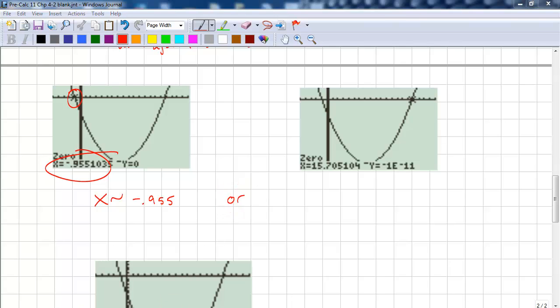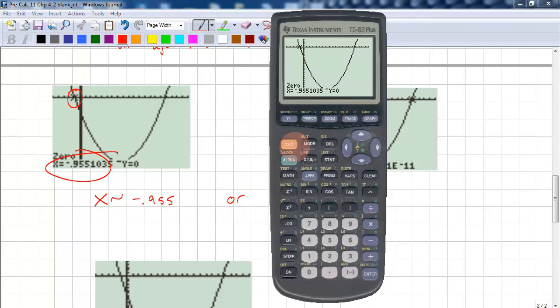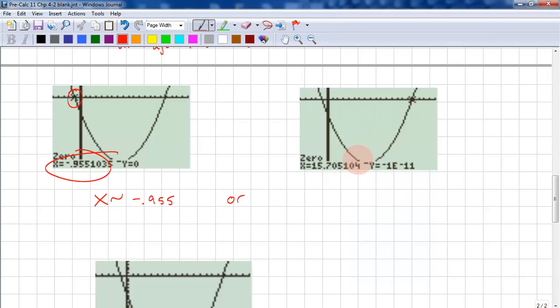Or we can calculate the other intercept. So second calc, 0. We can scroll, or we can actually enter a number. So I'm going to put 15, and that puts us right here. So if you want to save yourself some scrolling and you know the tick marks and you can estimate it, then go ahead and do so. The right bound, I'm just going to scroll and then press enter. And enter for the guess. And we get this answer. So x is approximately 15.705.